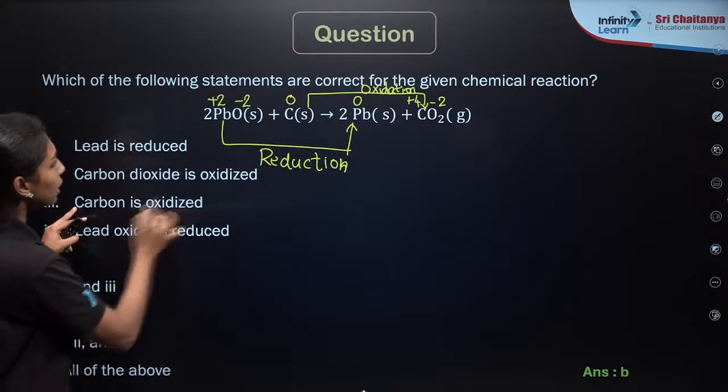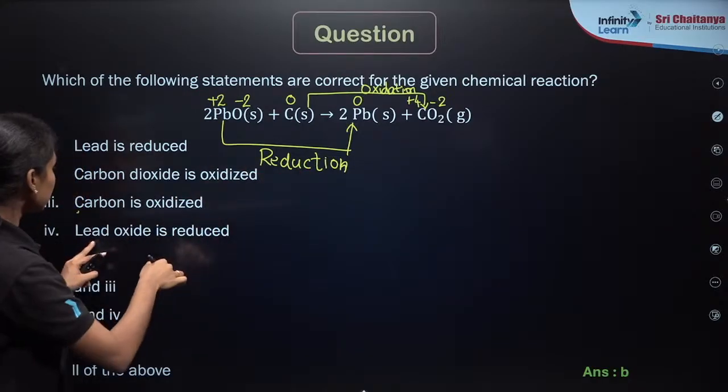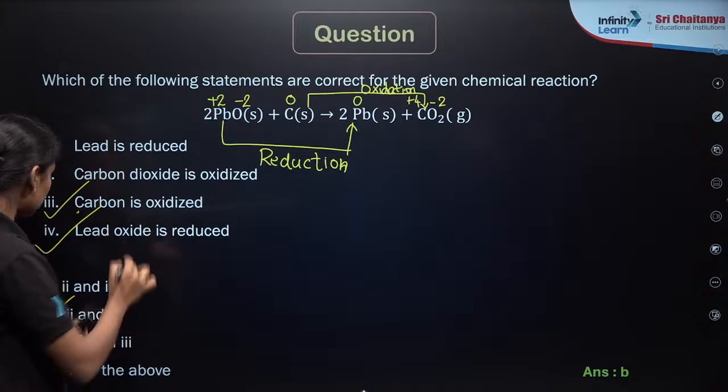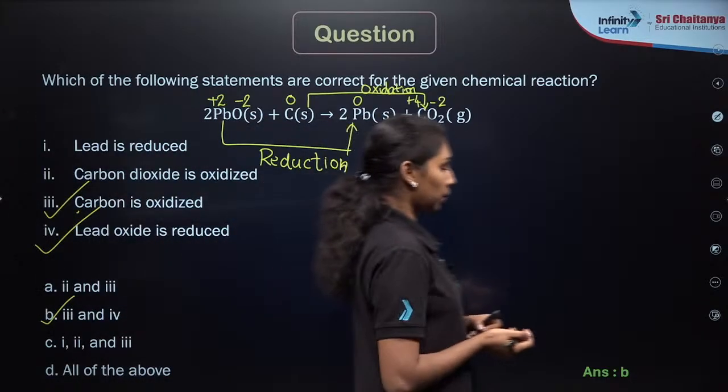Three and 4 means carbon is oxidized here and lead oxide is reduced here. So 3 and 4 means option B will be the correct answer.